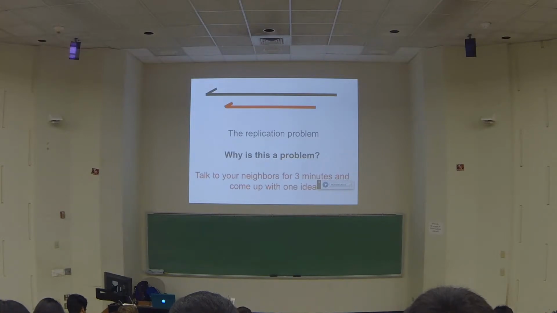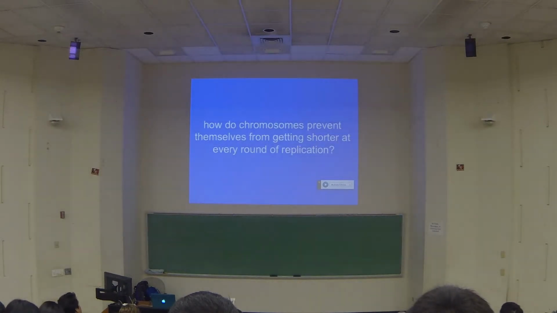Chromosomes. Genes. There are genes on chromosomes that code for products that are turned into proteins that do things for our cell. If we continue to degrade each end, eventually we're going to start to degrade into important genes. So how do chromosomes prevent themselves from getting shorter at each round of replication?